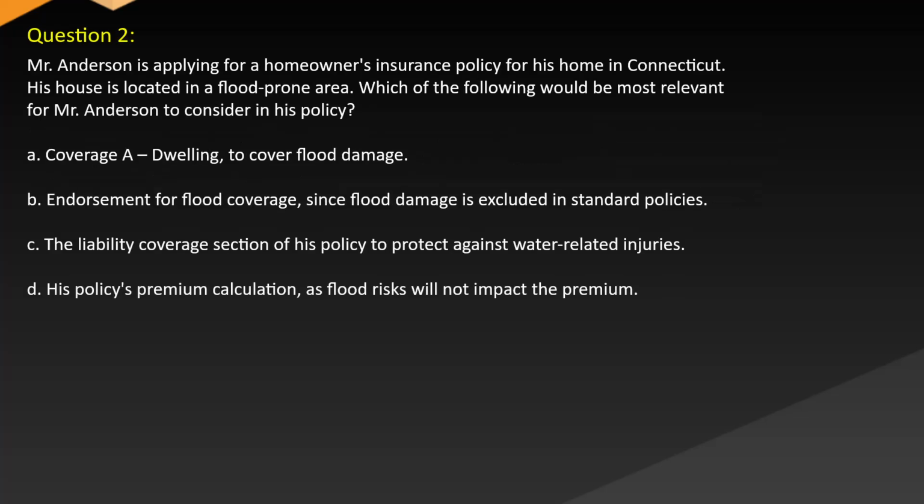Question 2. Mr. Anderson is applying for a homeowner's insurance policy for his home in Connecticut. His house is located in a flood-prone area. Which of the following would be most relevant for Mr. Anderson to consider in his policy? A. The coverage. Dwelling to cover flood damage. B. Endorsement for flood coverage, since flood damage is excluded in standard policies. C. The liability coverage section of his policy to protect against water-related injuries. D. His policy's premium calculation, as flood risks will not impact the premium.